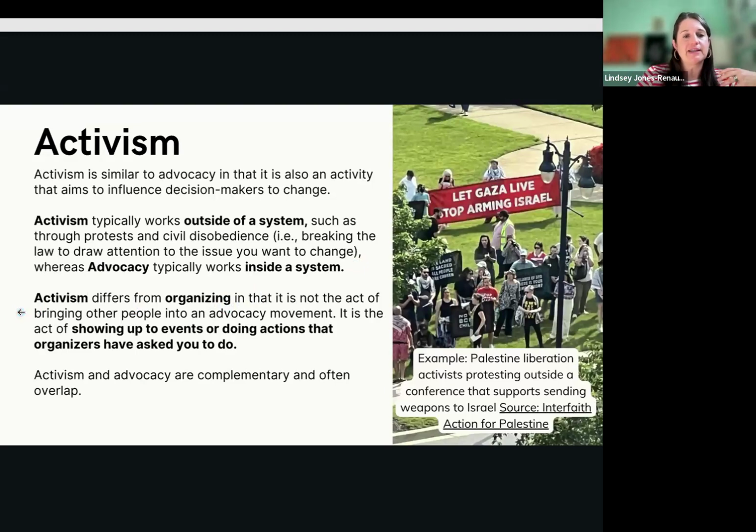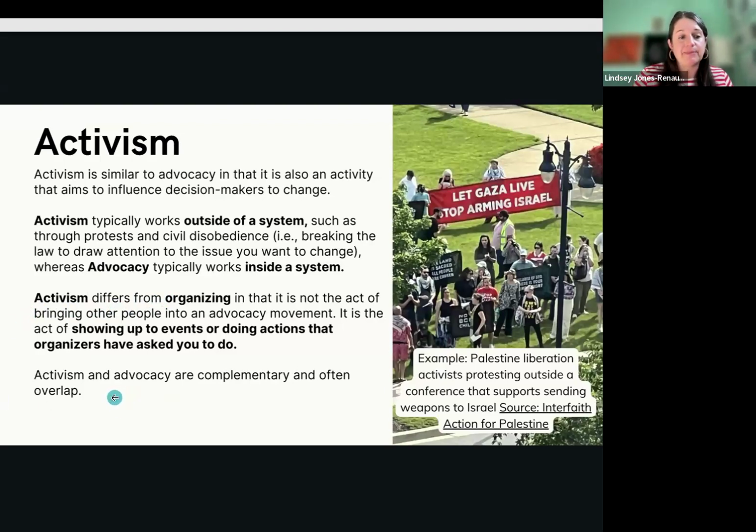Activism differs from organizing in that it is not the act of bringing other people into an advocacy movement. It is the act of showing up to events or doing actions that organizers have asked you to do. I'm going to talk about organizing in a minute.